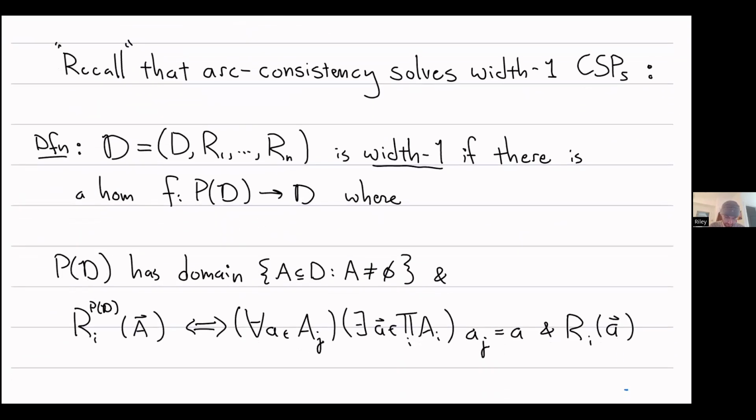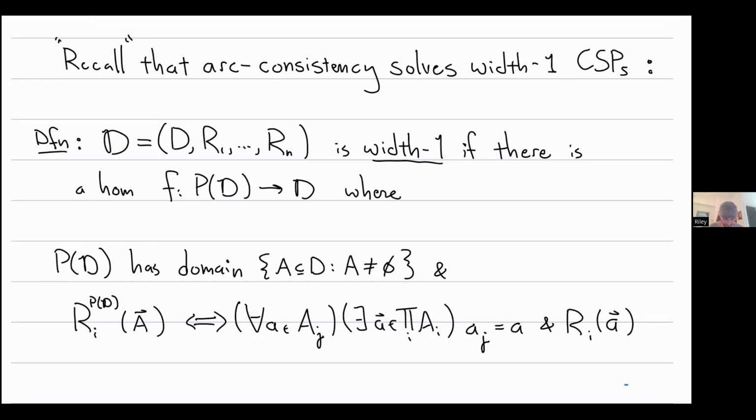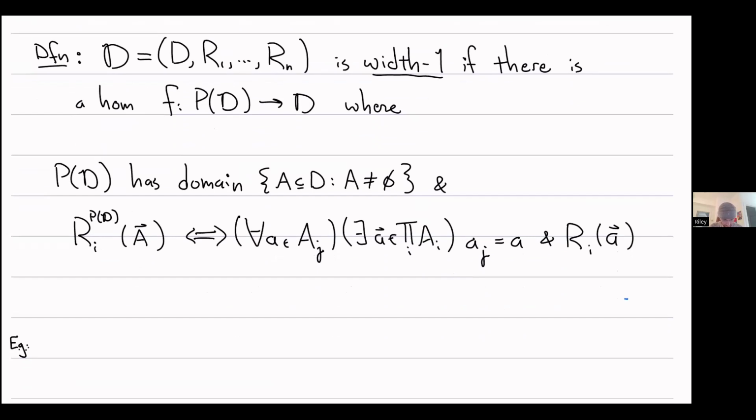So by a one structure, what I mean is a structure where there's a homomorphism from this funny P of D structure we build out of D. So it's a homomorphism from P of D to D, where P of D is this structure whose domain is a collection of non-empty subsets of D. And we put a relation among a tuple of sets if every element of each of the sets can be extended to a tuple by choosing elements from the other sets that satisfies our relation. Okay, that's a mouthful, but here's an example.